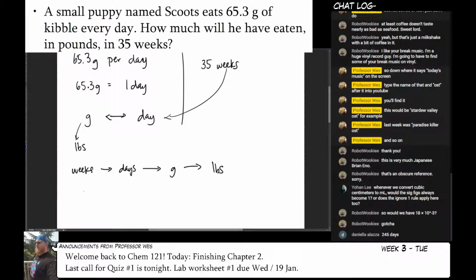So let's do the dimensional analysis. So I've got 35 weeks, which I'm going to abbreviate because I'll run out of space if I don't. How many days are in a week? 7. Okay. We'll cancel out our units for days and we'll turn it into grams. We're just following the blueprint here. How many grams does he eat per day? Well, that's up here, right? 65.3 grams per day.